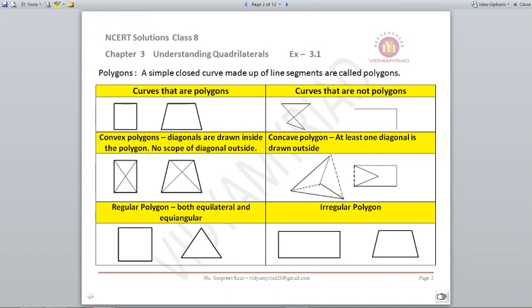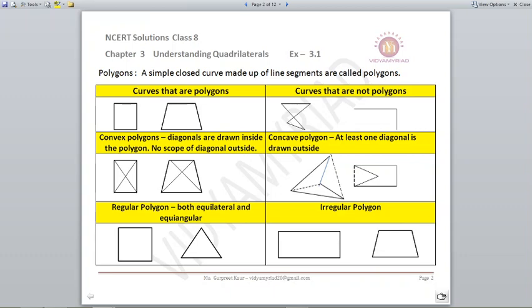Then you need to understand the terms convex polygon and concave polygon. Basically you can understand this with the help of their diagonals. In the case of a convex polygon, you can draw the diagonal inside the shape. There is no possibility to draw the diagonal outside the shape. Whereas in the case of a concave polygon, if you see over here, there is a dent. And of course you can draw a diagonal outside the shape, so that will be treated as a concave polygon.